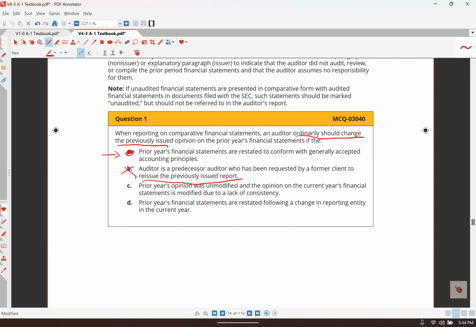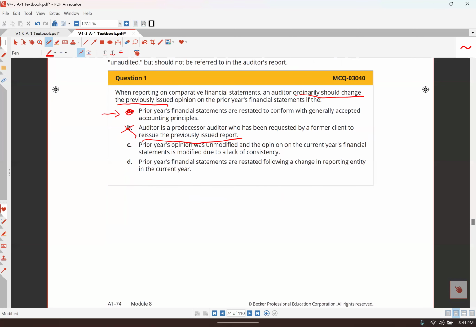Okay. Got it. Okay, so I think we're having a nice discussion on this, guys, so I appreciate your questions. So I think the key phrase up there, okay, is ordinarily do what? Change the previously issued opinion. That means you went from one type of opinion to another, from, say, qualified to unmodified, unqualified. Okay, good discussion, guys.